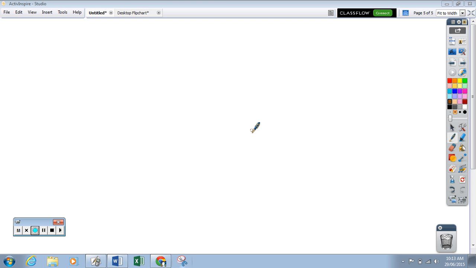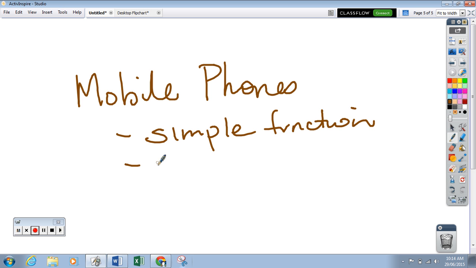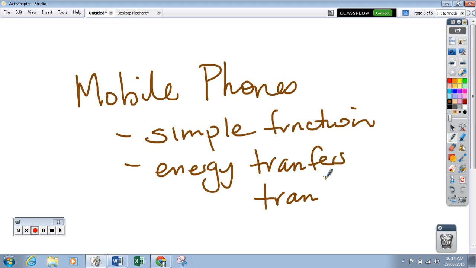Okay, we're going to have a look at the mobile phone system. There's the mobile phones, and the two things we're going to look at are their simple functions, and also the energy transfers and transformations. And we know that there's a difference between transfer and transformation. Transfer means that the energy form is not in any way changed, and transformed means it goes from one form of energy to another. To do this, we need to have a look at the following sheet.